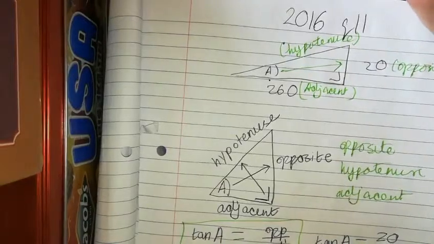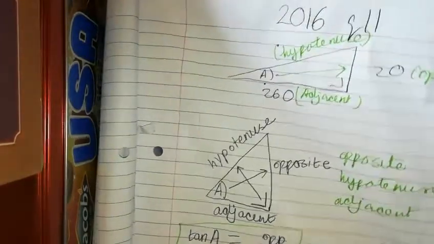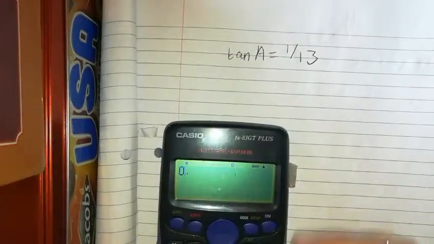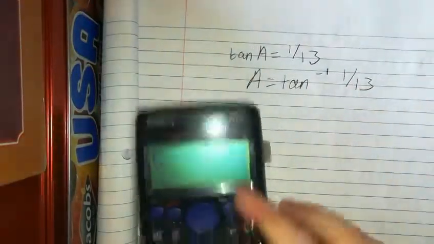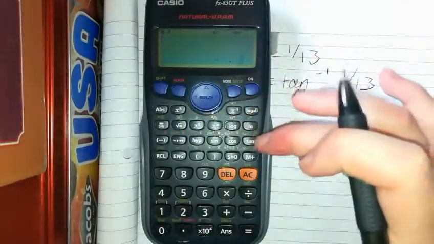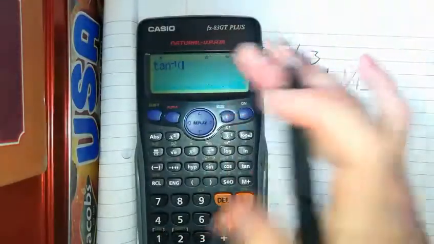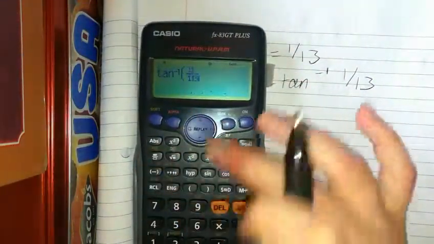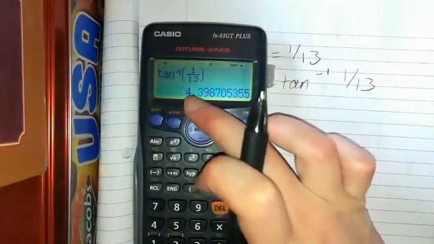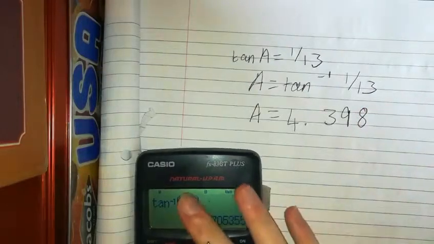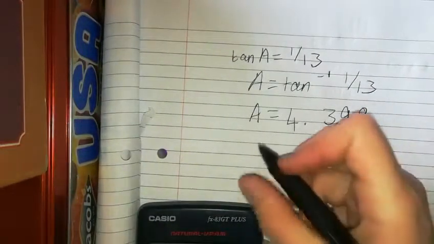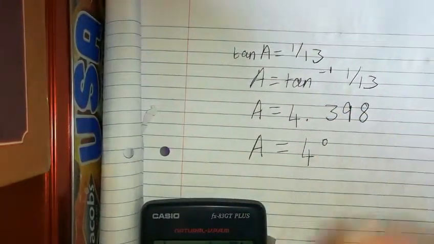And then the next part is use your answer to find the size of the angle A. We have got that tan A is equal to 1 over 13. We know the tan of the angle, but we want to get the angle. So to get the angle, we have to do tan inverse of 1 over 13. To get the inverse, we press shift and then tan, and then we have a -1 button at the end, and then we enter 1 over 13, close our bracket, and we get 4.398. So A is equal to 4.398. They say give your answer correct to the nearest degree. Correct to the nearest degree, A would be equal to 4 degrees.